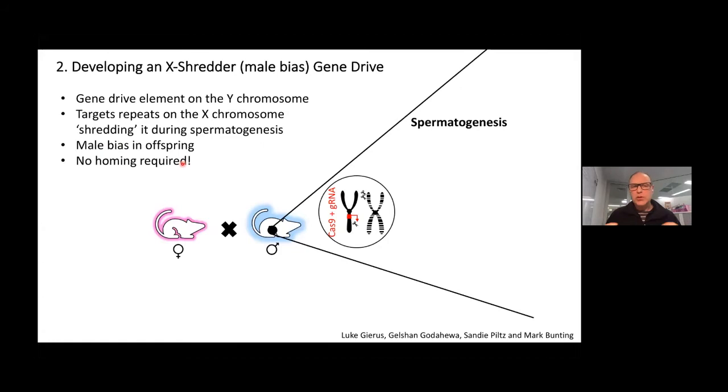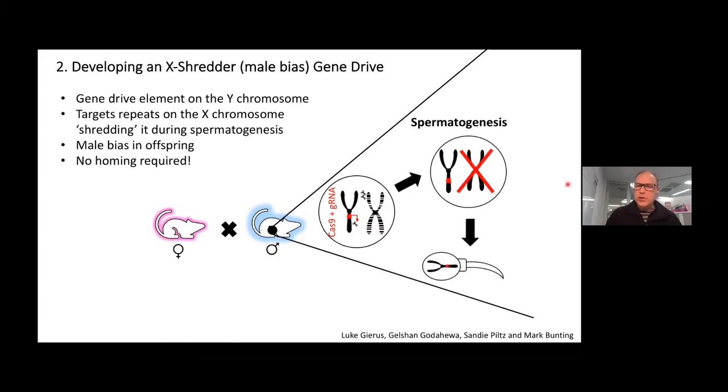The way that it works does not require this homing mechanism that I've described to you. Instead, you look to again use CRISPR to shred the X chromosome. So during sperm development in males, you eliminate the X chromosome bearing sperm by actually degrading the whole X chromosome. And that's done by targeting repeat sequences that are specific to the X using the CRISPR machinery, which is present on the Y chromosome.